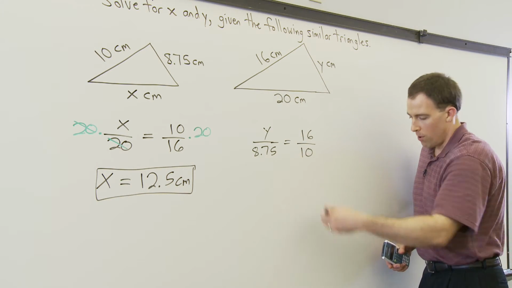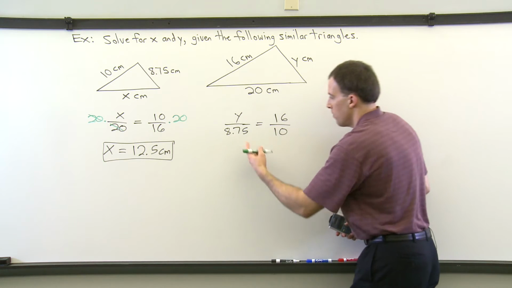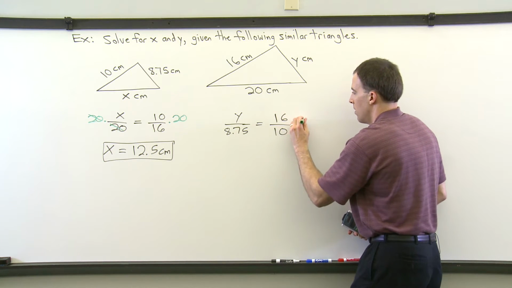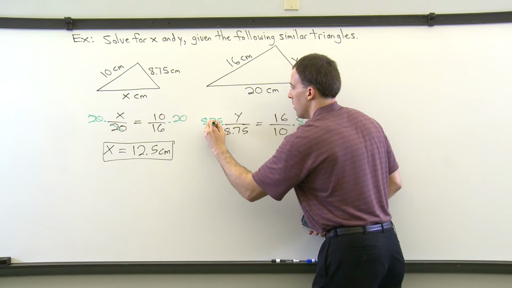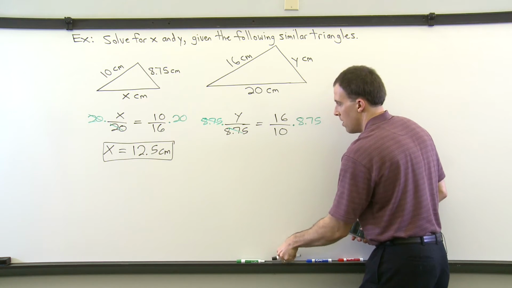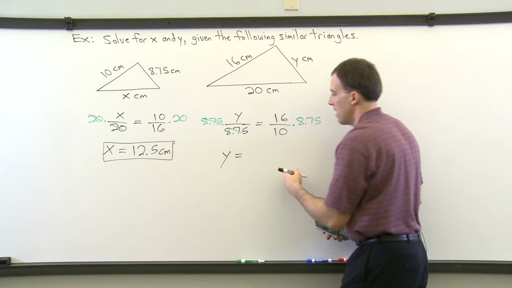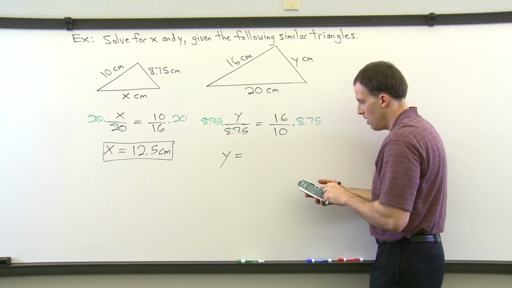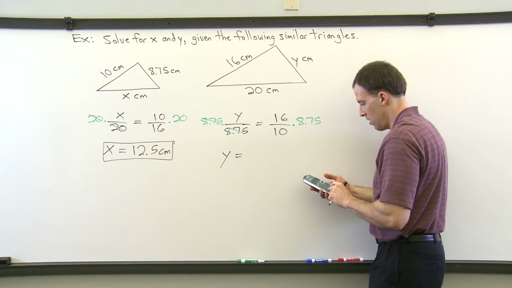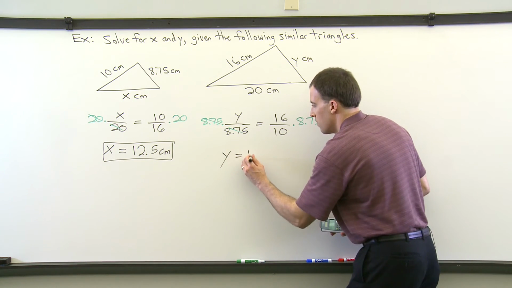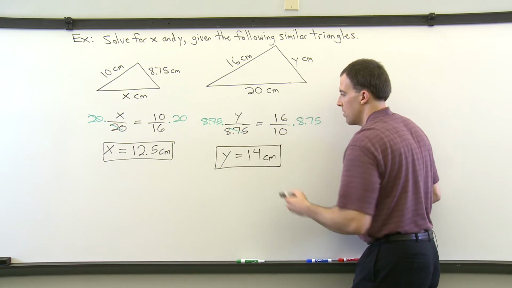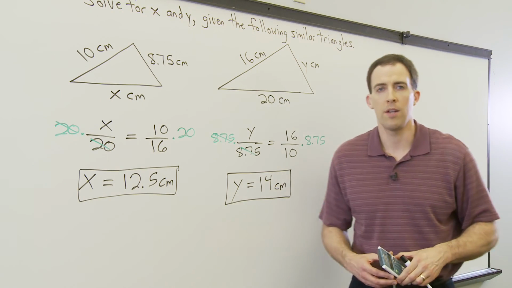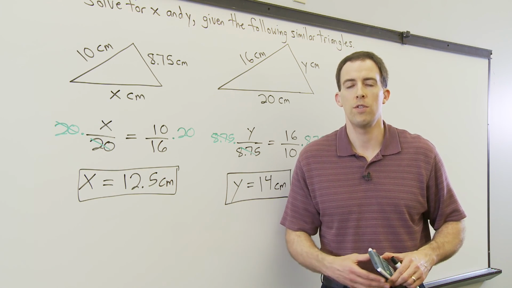So to solve this proportion, we need to multiply both sides by 8.75. And that'll allow us to solve for Y. So the 8.75s cancel right there. And then Y is equal to, take your calculator and hit 16 times 8.75 and then divide by 10. And the result there is 14 centimeters. So we've solved for X and Y. There's another application of a proportion involving similar triangles and solving for sides of similar triangles.